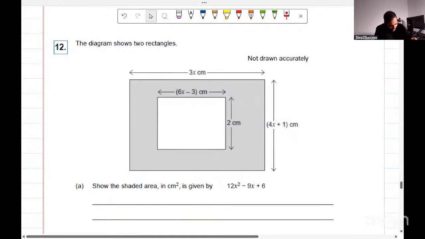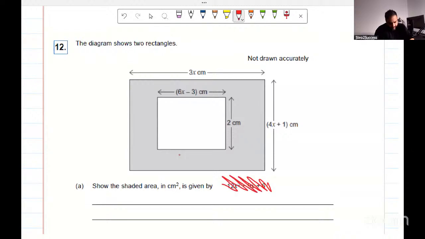Show the shaded area is given by this. When you see questions that say show that, don't worry about the thing you're trying to show, which seems like the wrong thing to do, but it is the right thing to do. Then just look at what it says here. It mentions the shaded area, and there is the shaded area.